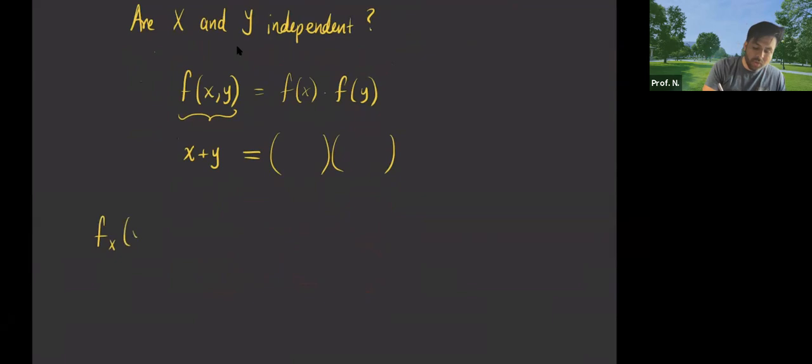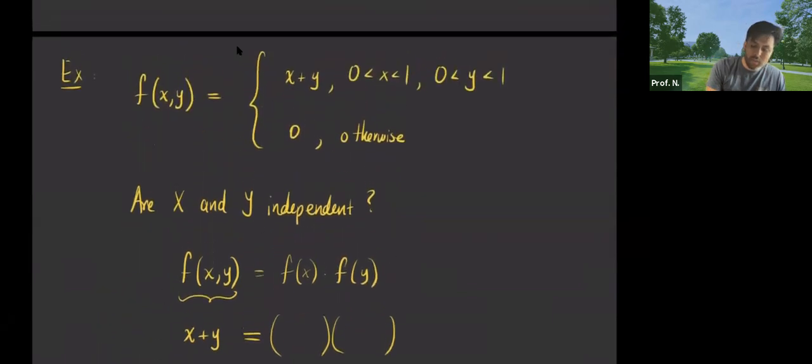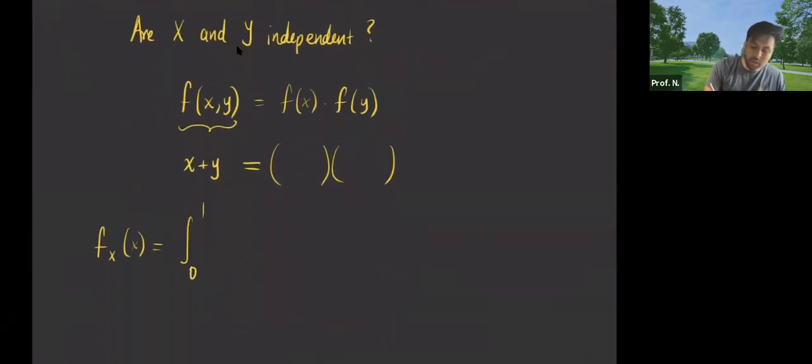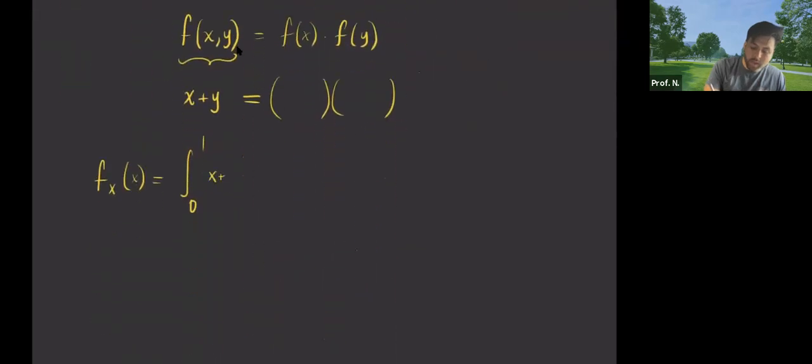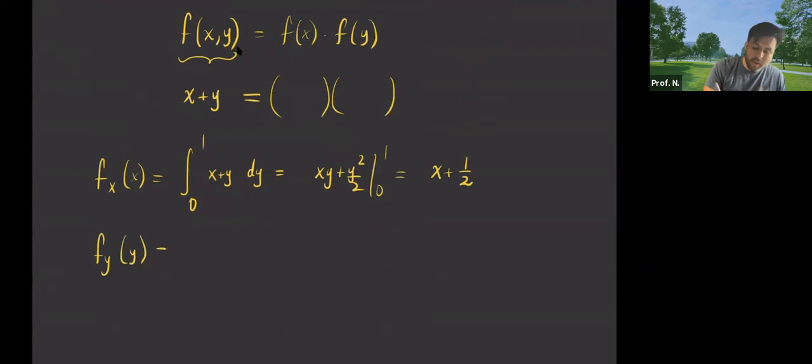So what would be the marginal density function for this? This goes from 0 to 1 of x plus y dy. This becomes xy plus y squared over 2 from 0 to 1. And what do I get? I get x plus a half. We did this one already. And the marginal density function for the y variable will be the same idea by symmetry. So I'm asking, x plus a half, when you multiply that by y plus a half, does that give me x plus y? And obviously it doesn't.